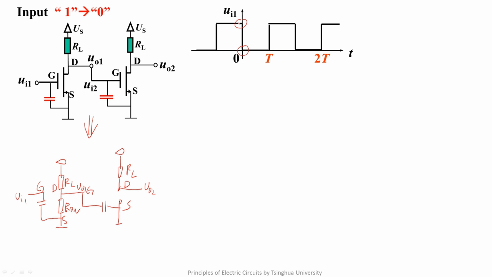Now we'll analyze the circuit when the input changes from high level to low level at t equals 0. That is, the input becomes short circuit immediately. Similar to the previous lecture, we suppose UGS1 changes to low level immediately after the input is a short circuit, which means R-on becomes open circuit immediately. In this condition, will UO1 change to high voltage immediately to form R-on between D and S immediately, and then UO2 changes to low level immediately?